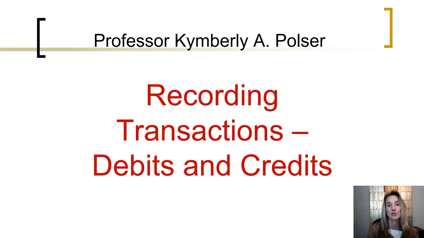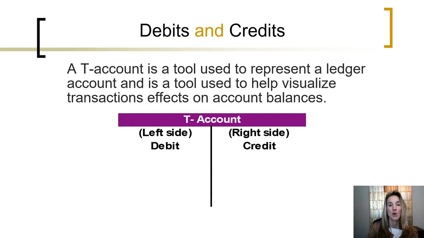In this episode, you will be introduced to the debit and credit system of entering business transactions into the accounting system. When we are using the debit and credit system, it is helpful to use what's called a T account. A T account is a tool used to represent an individual general ledger account, and it is a tool that is used to help visualize transactions' effects on account balances.